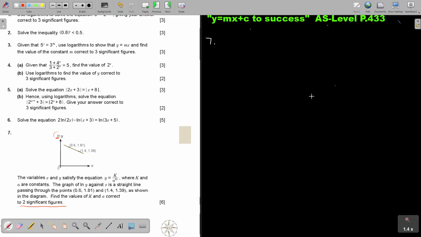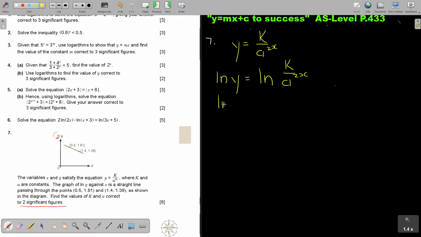Did you hear that? Okay, that's when you will use ln. So start with the equation. The equation is going to be y equals k over a to the power of 2x. Now, I'm going to first reduce it. This is a curve, so I'm reducing it to a straight line. So it's going to be ln y equals ln k over a to x.